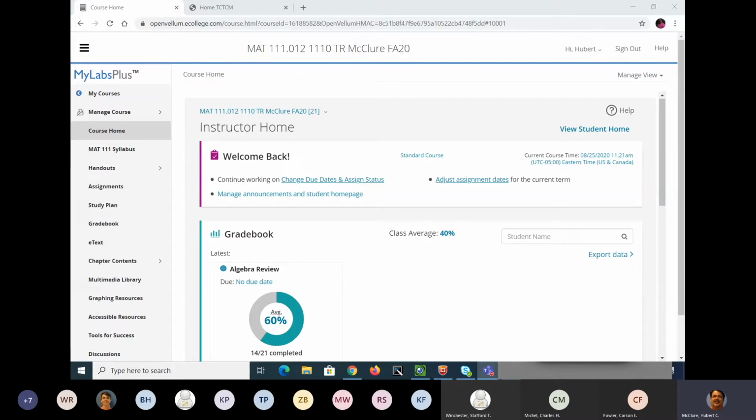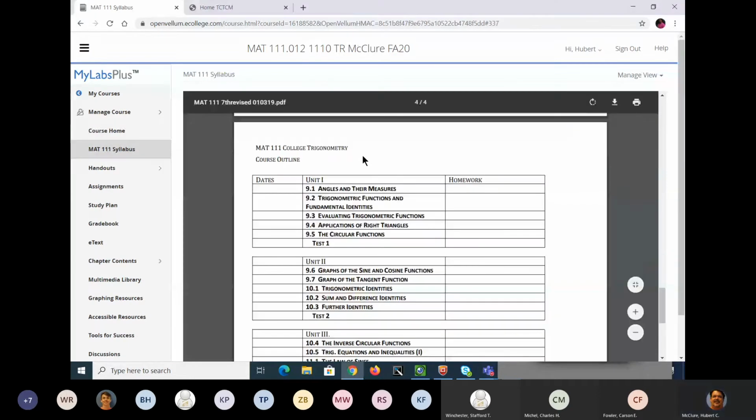If you need extra help, you hit the chapter contents. Oh, well, let me go back. First, you pull up the syllabus so you can see what sections we cover. And you go to the intermediate algebra review, and then there's 9.1 through 9.5. Okay, we got that. Go to chapter contents, and the review section is down here.